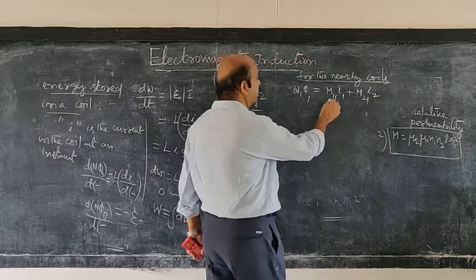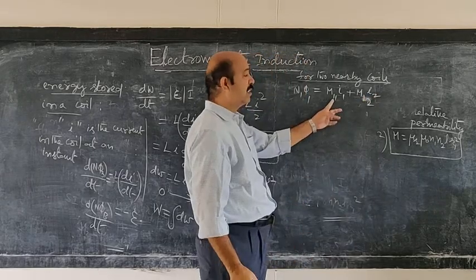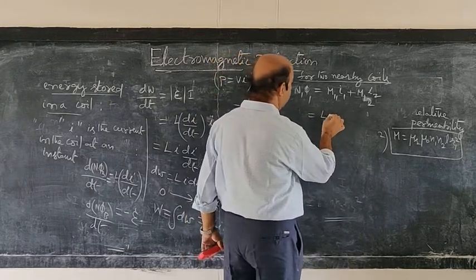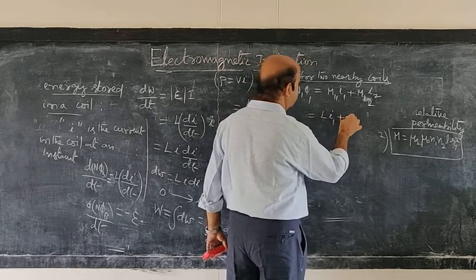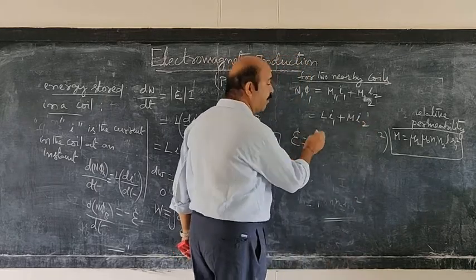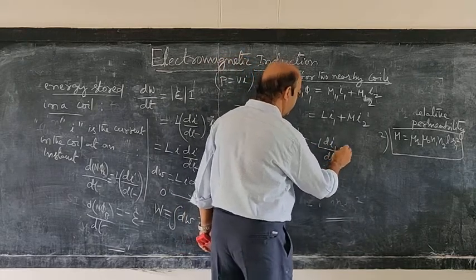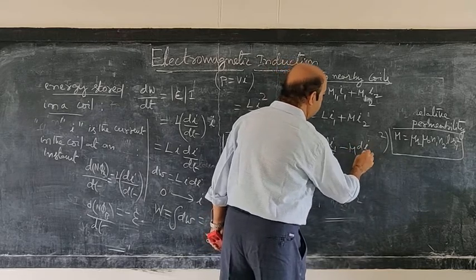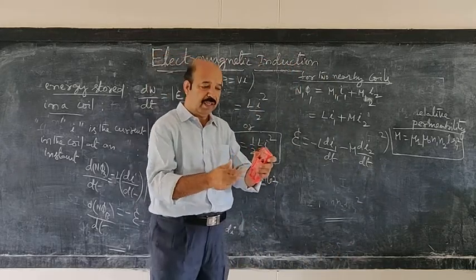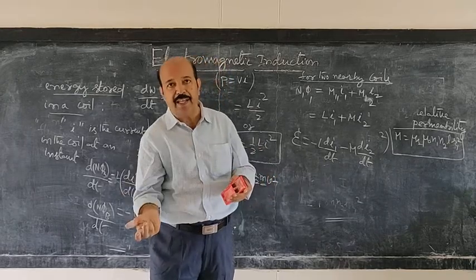So actually, we can say 1, 2. This is self-inductance, and this is mutual inductance. Hence, you can write it like this: this is actually L i1 and this is M i2. Therefore, the induced EMF will be minus L into di1 by dt and minus M into di2 by dt. So when two coils are near each other and carrying currents, one will produce a magnetic field in which the other is present.